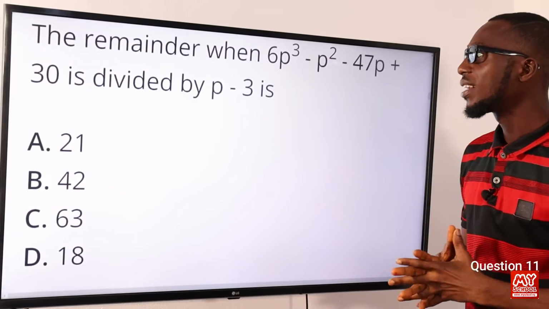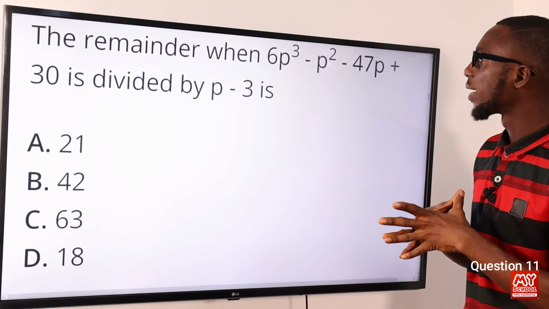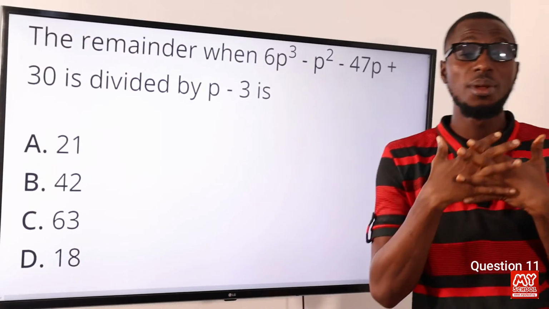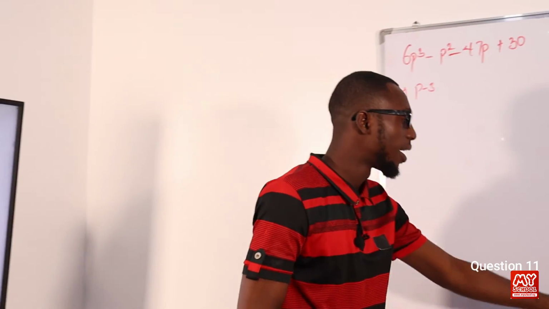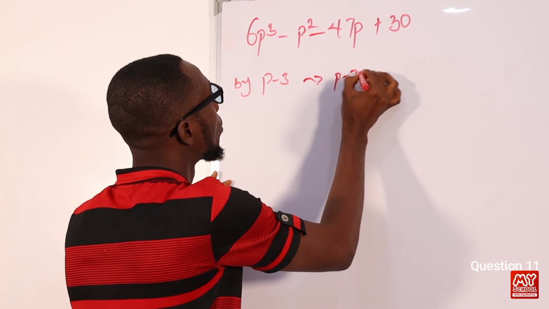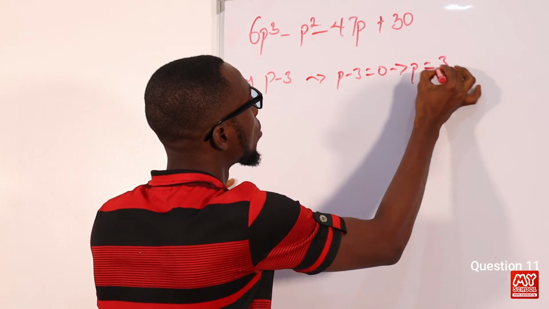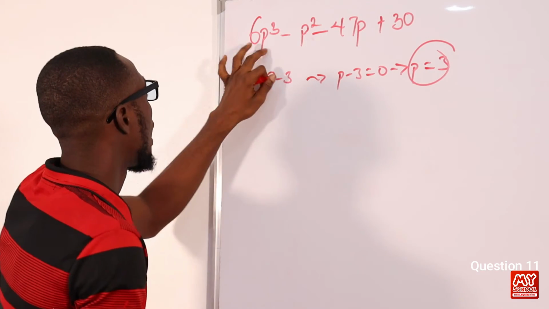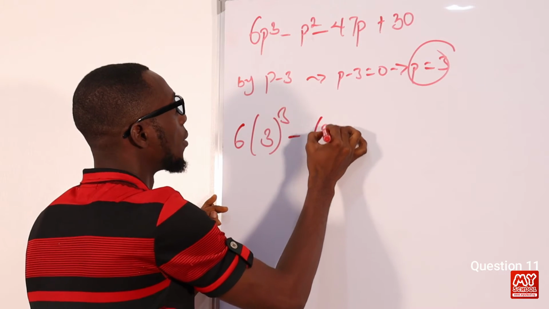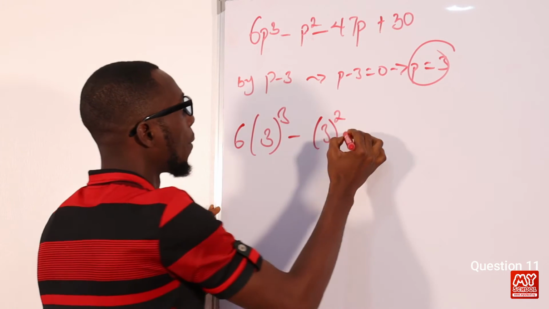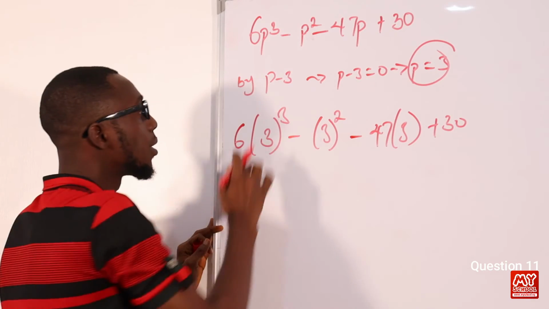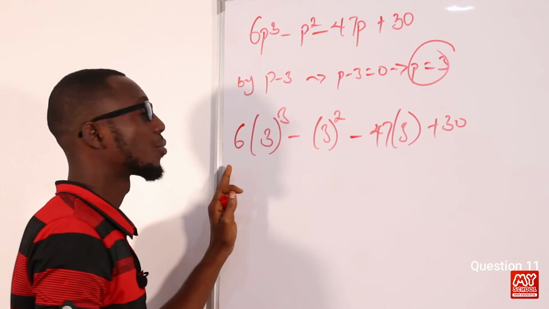Question 11. The remainder when 6p cubed minus p squared minus 47p plus 30 is divided by p minus 3 is what? Okay, so all you just need to do is to do this first. So p minus 3, okay, means p minus 3 equals 0, and that means p equals 3. So anywhere we find p, we put 3. So that implies here 6 into bracket 3 raised to power 3 minus 3 raised to power 2, right? Minus 47 into bracket 3 plus 30. So 3 raised to power 3, that is 27, right? So 27 times 6.